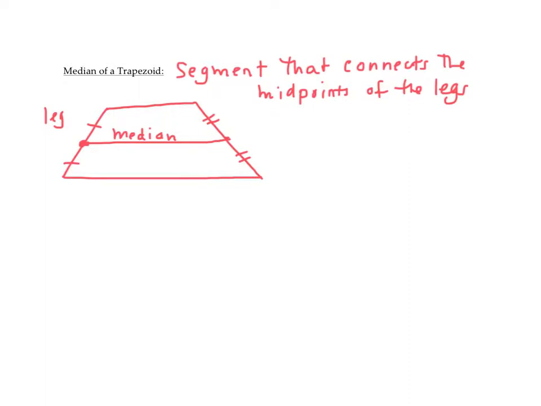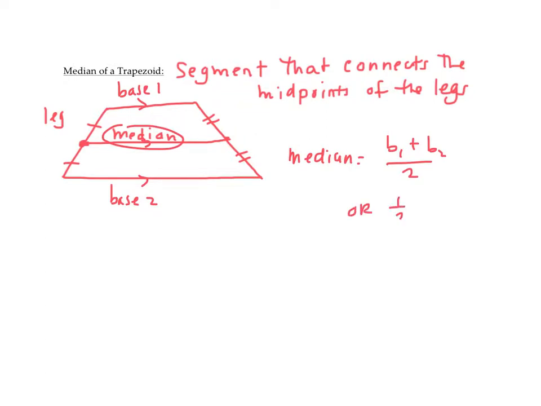Okay, the median of a trapezoid is parallel to the bases. So this will be, let's call it base 1, and this will be base 2. And the length of the median is equal to 1/2 the sum of the two bases. So you can say the median, again, the length of the median equals base 1 plus base 2 divided by 2, or you can say 1/2 of base 1 plus base 2.